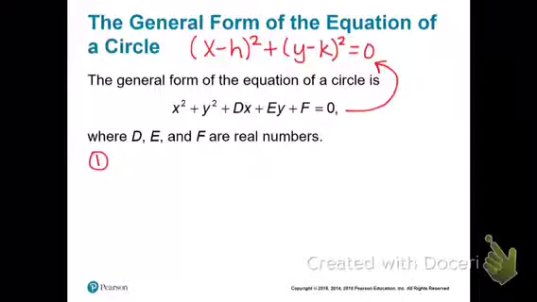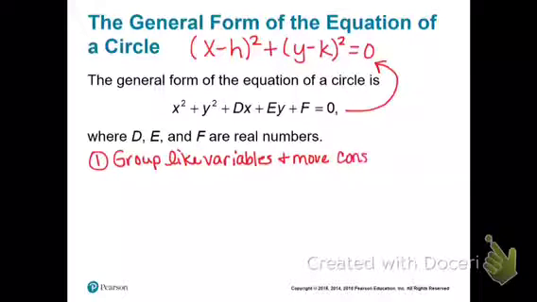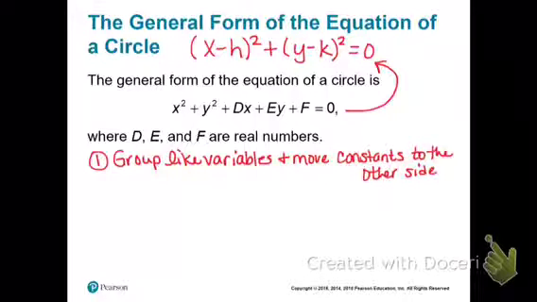Well, let me give you some ideas. So the first thing we're going to do is group like variables, which does not mean combine like terms necessarily, okay? Because like variables means they both have an x, but one of them's x squared and one of them's x, and they're both going to have a y, but one of them's y squared and one of them's y, okay? So we're going to group like variables and move constants to the other side. Are constants just the numbers? A constant is just a number with no variable.